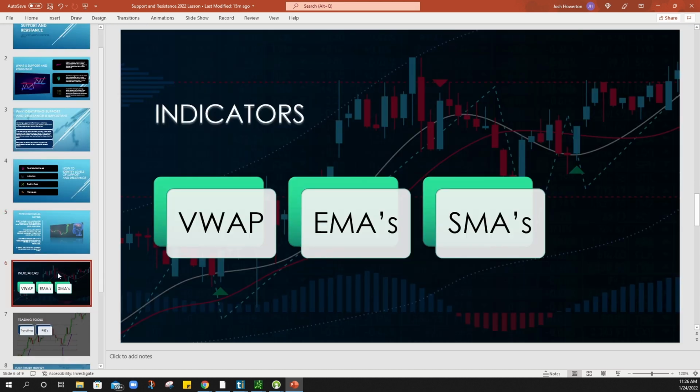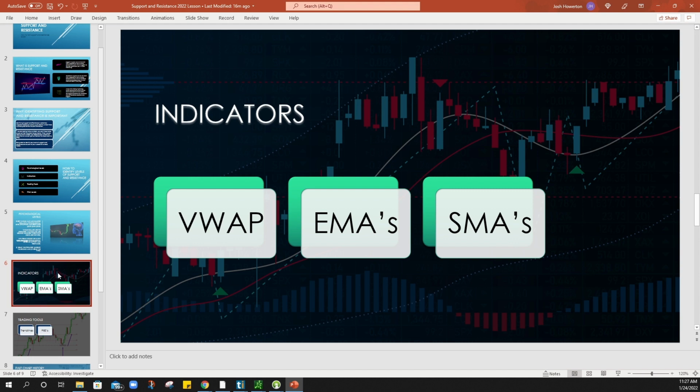The next way we can identify support and resistance is with indicators. You guys know the VWAP, EMAs, which are exponential moving averages, and SMAs, which are simple moving averages. How many times have you seen a stock come down to the VWAP, the volume weighted average price, and bounce? I've seen it a lot. How many times have you seen a stock grind the 9 EMA on a 5-minute chart all day, come down to the 9 EMA and bounce, down to the 9 EMA and bounce? How many times have you seen a stock on the daily chart come down to the 200 SMA and bounce, or the 50 SMA and bounce?